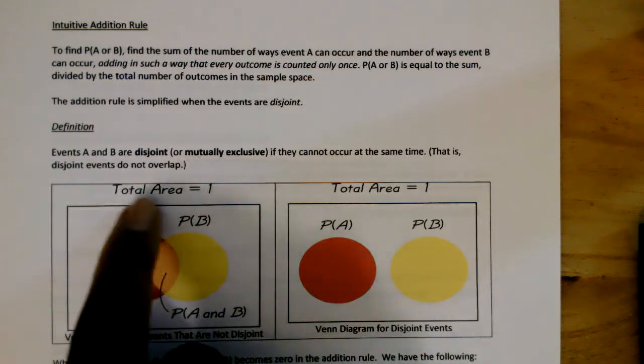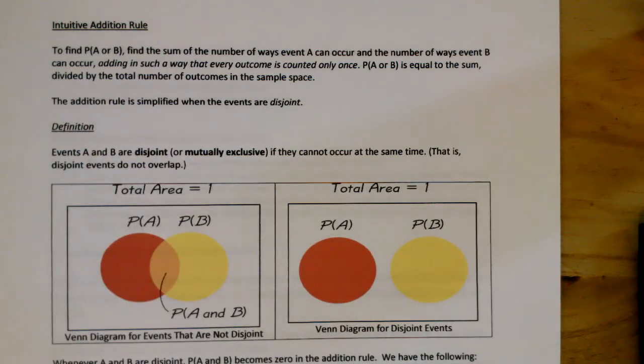Okay. Now the addition rule is simplified when the events are disjoint. So here is an illustration of just that. Okay. So here's another definition of what we mean by disjoint. Events A and B are disjoint, or what they call mutually exclusive, if they cannot occur at the same time. That is, disjoint events do not overlap.